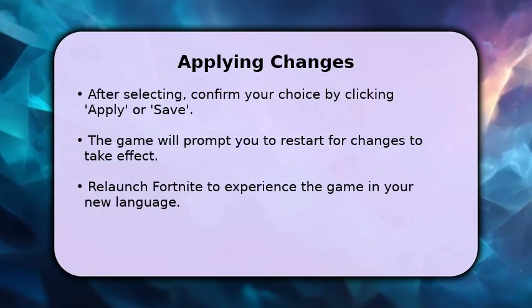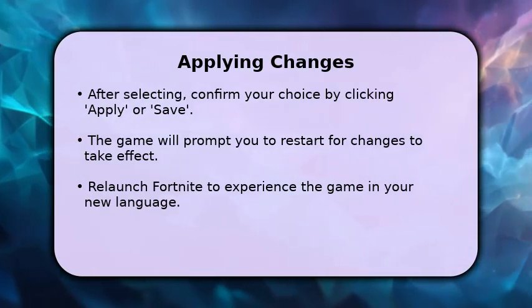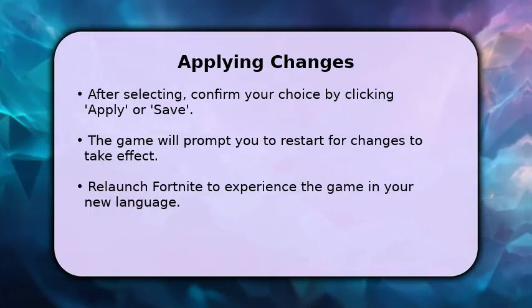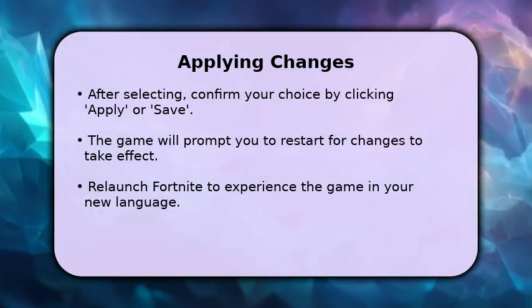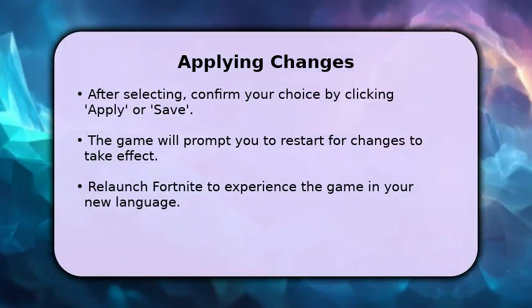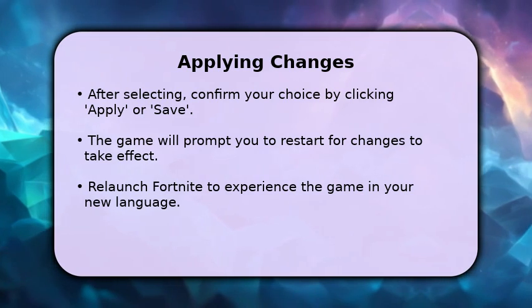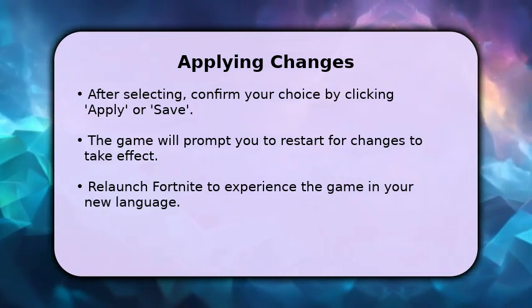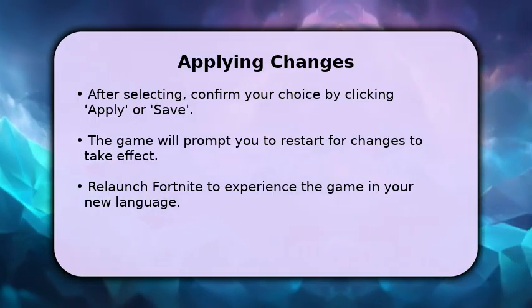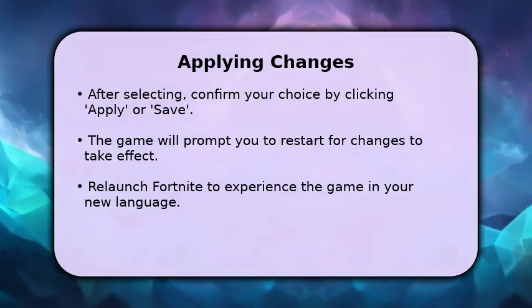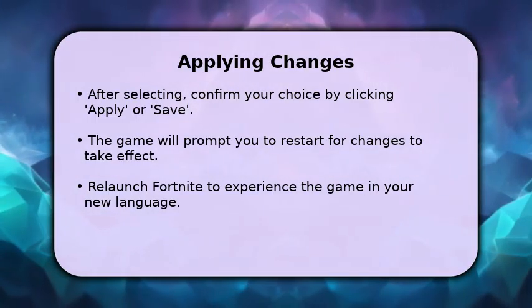After you have successfully selected your new language from the drop-down list, it is crucial to confirm your choice. Look for an Apply or Save button, typically located at the bottom of the settings screen, and click it. The game will then prompt you with a message indicating that a restart is required for the changes to fully take effect. Simply relaunch Fortnite, and you will experience the entire game in your newly chosen language.